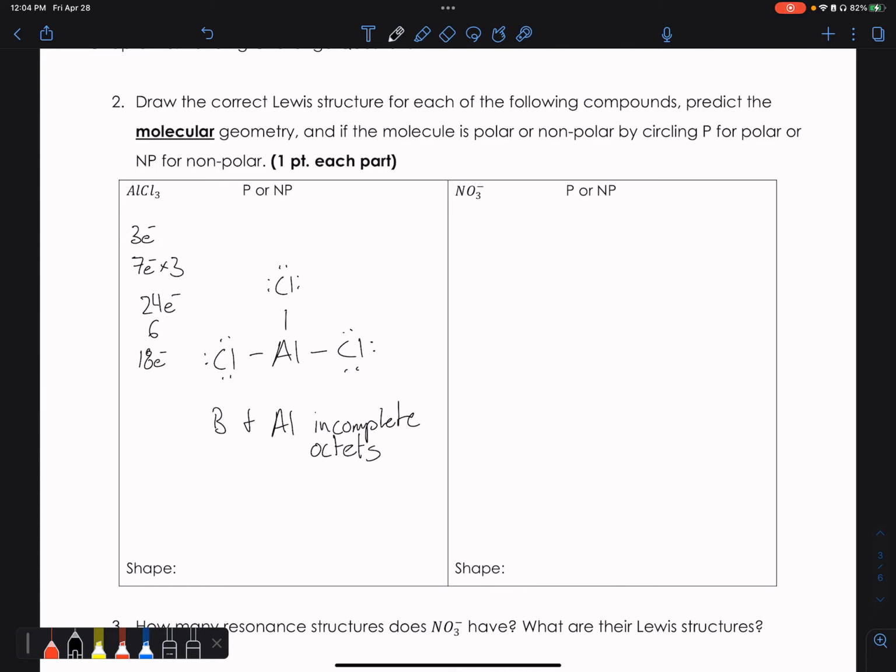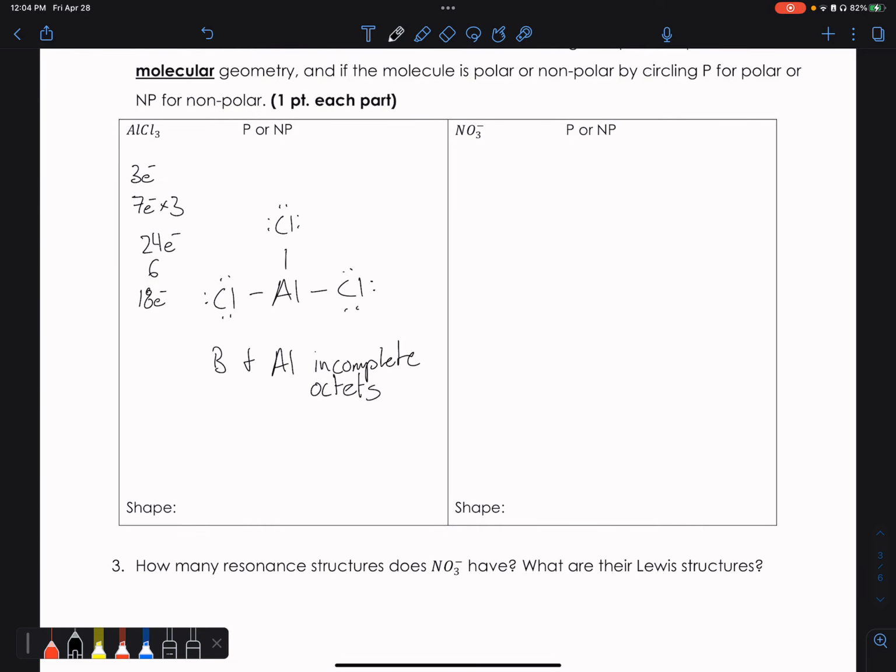So is this going to be polar or nonpolar? The first thing you should look at is what is the shape of this? Now this one, if you look it up, aluminum is going to have 3 electron groups, and they're all bonding groups. So that makes it trigonal planar. And if it's trigonal planar and all of the groups are the same and there are no lone pairs on the central atom, this is going to be nonpolar.